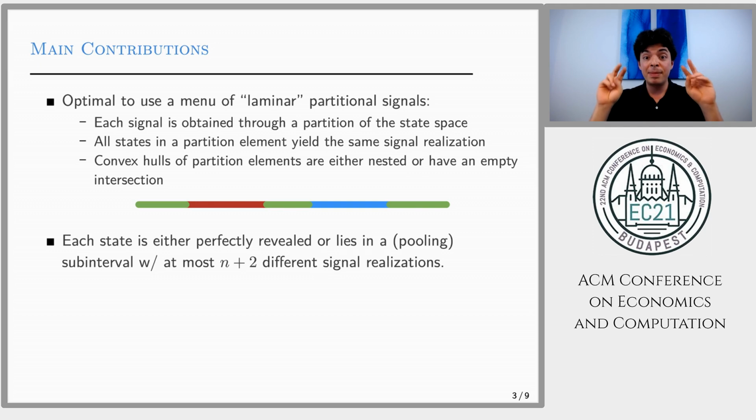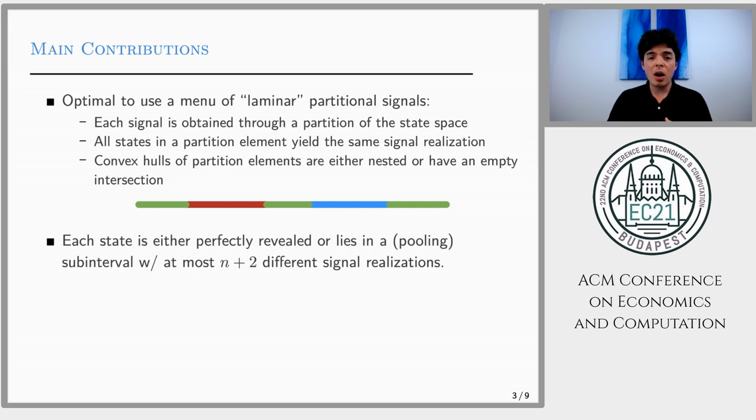There's additional structure of these partitions that define the signals. They, in particular, admit a laminar structure. I will define what this means later on, but this basically will imply that there is a partial order on the partition elements that define these signals, and an implication of this order will be that the convex hulls of partition elements are either nested, as in red and green here, or they will not intersect, as in red and blue that you see in this slide.